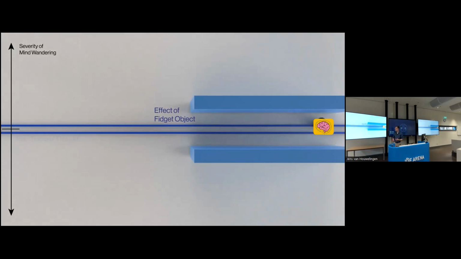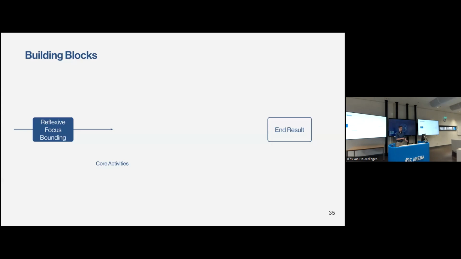So this is the first project outcome, this proposal of reflexive focus bounding. Sorry, Andrew. And it's important to note this is a theory. It's validated by a lot of what we saw, but theories are theories and need more validation. So as I said, this is the first building block towards our end project result.